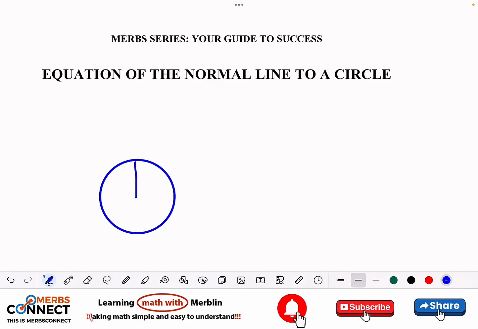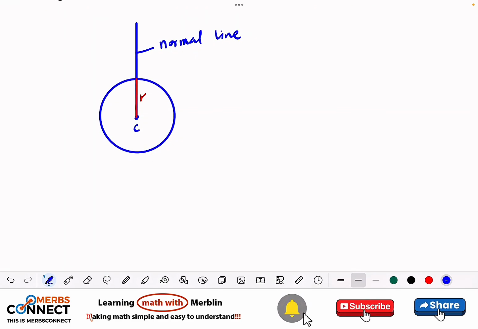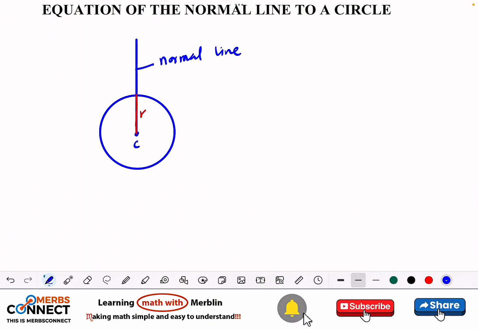So I have my normal line, and then I have my center. But don't forget, from this point up to this point, the red one, is the radius. So the blue one is the normal line, which passes through the center. So what will be the equation of the normal line?